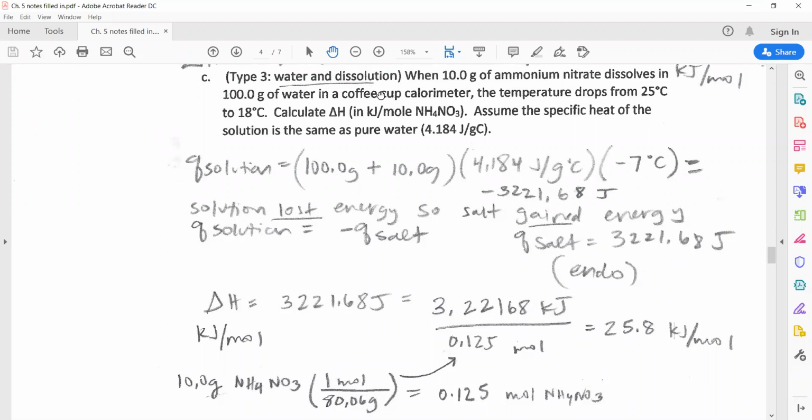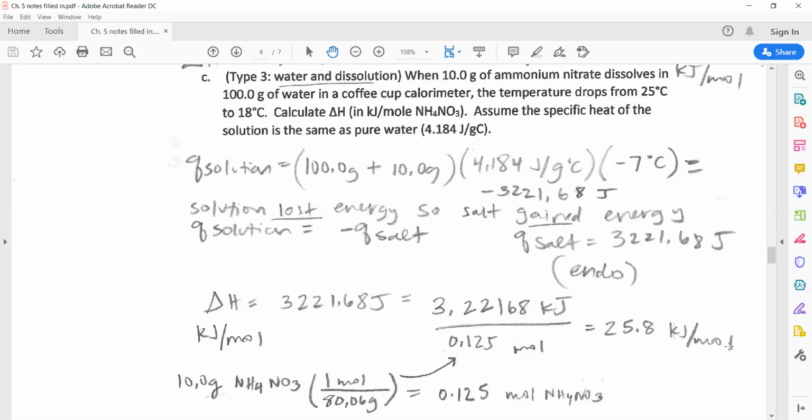And lastly, all we need to do is get into kilojoules per mole. So we take our joules, convert to kilojoules by dividing by 1,000, and then divide by the moles. This time we weren't told the moles, but we were told that in this scenario, 10 grams of ammonium nitrate were dissolved. We don't care about the water because it's the salt that's being dissolved. We go to the periodic table and come up with its molar mass. We add its formula up, divide, and we get 0.125 moles of ammonium nitrate. Then we take our kilojoules and divide by the moles so that we end up in kilojoules per mole.